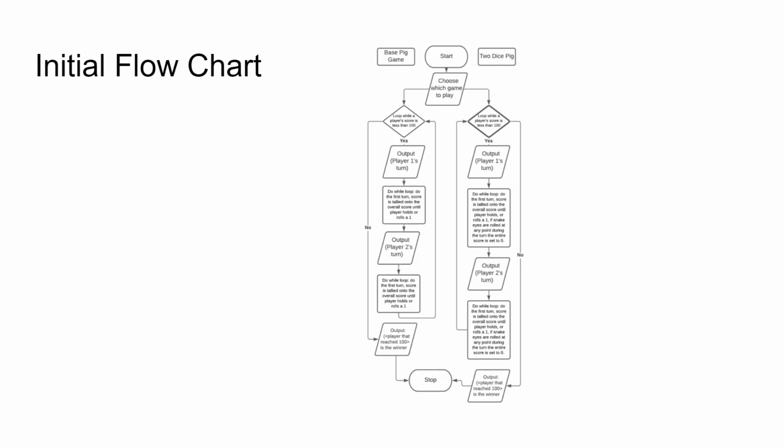Next, we have the initial flowchart. Originally, we thought our project would consist of 2 separate dice games. On the left, we have the initial game that was explained in a previous slide, and on the right, we have 2 Dice Pig, which is a variation of the original Pig game, but with 2 dice.